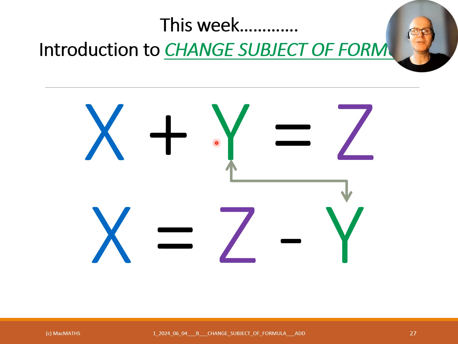So first thing is, we need to move the Y from one side of the formula to the other side of the formula. To do that, we change the sign. We're adding Y on the left hand side of the formula. If we now move it to the right hand side of the formula, we must subtract Y. We've changed from X plus Y equals Z to X equals Z minus Y. That's us changed the subject of the formula from Z to X.